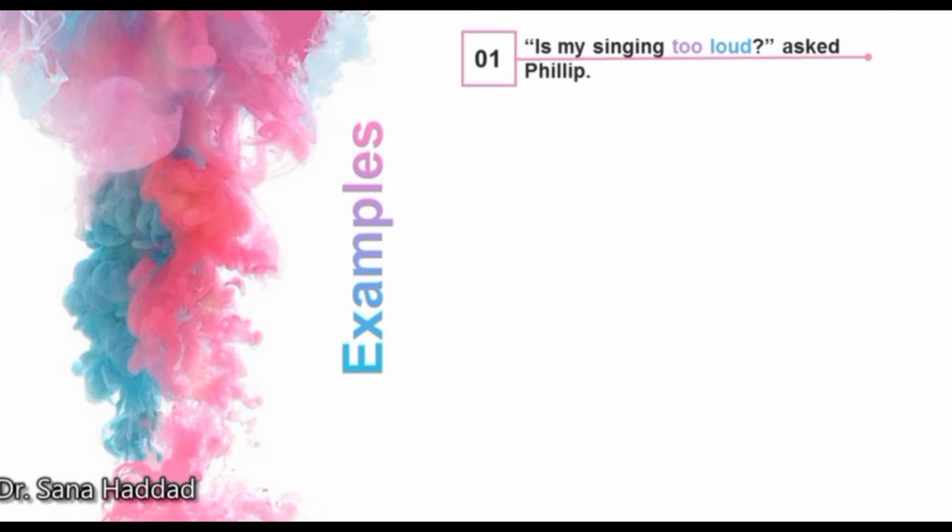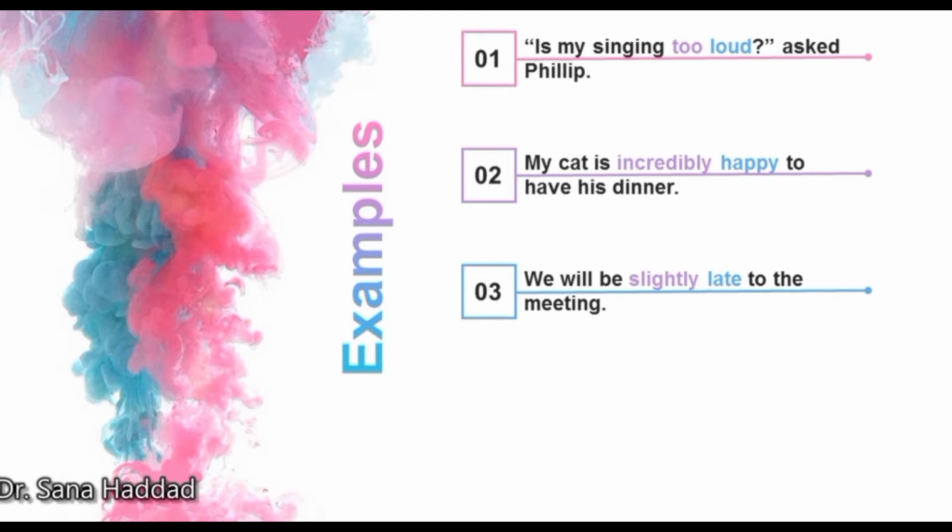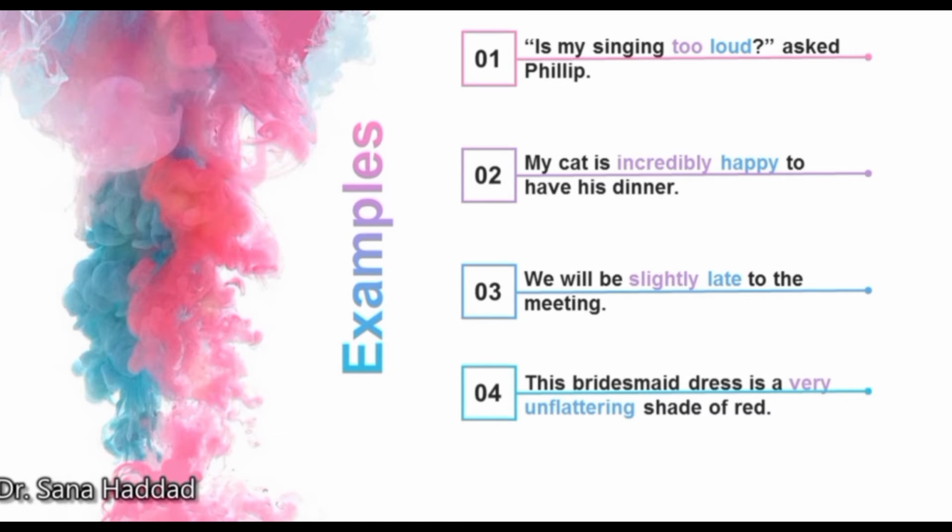Here are some examples. Is my singing too loud? Asked Philip. My cat is incredibly happy to have his dinner. We will be slightly late to the meeting. This bridesmaid dress is a very unflattering shade of red. So as you can see, the adjectives are in blue and the adverbs are in purple. Too is describing loud, incredibly is describing happy, slightly is describing late, and very is describing unflattering.